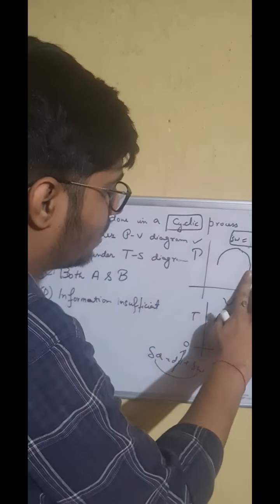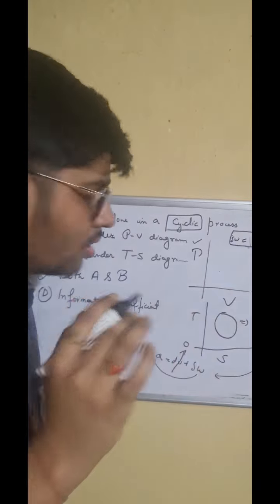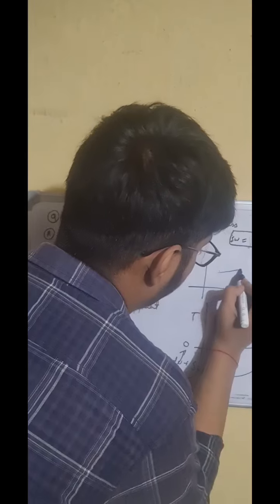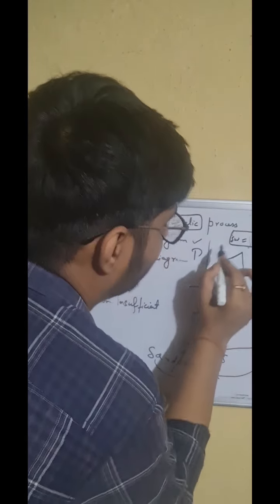Right now this cycle is a completely reversible cycle, but if we suppose, let us suppose that in this cycle there are 4 processes and one of these processes is an irreversible process. Now this cycle is going to be an irreversible cycle.